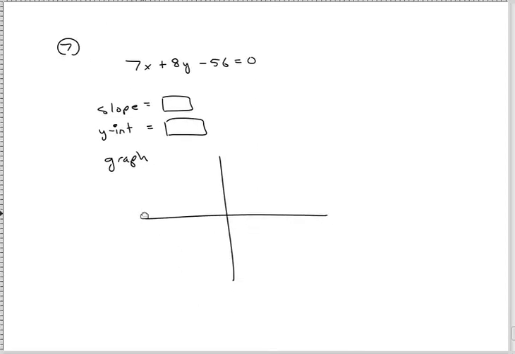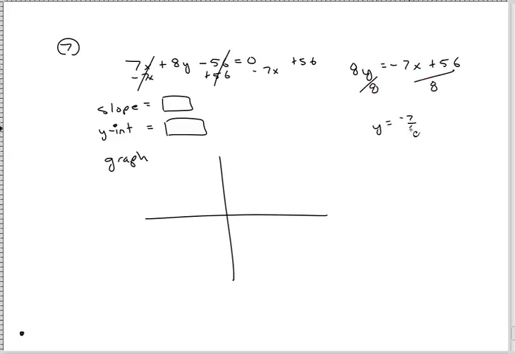All right, another one. But this one is a little bit more lengthy. As you can see, it's not in a good format for us, so we have to do a little bit of math. In order to do that, first off, I'm going to want to get y by itself. So I'm going to minus the 7x over here, and I'm going to add the 56 to the other side. And so I got 8y is equal to negative 7x plus 56. I'm going to divide by 8 on both sides. So y is equal to negative 7/8 x. Notice that both of these will get the 8.